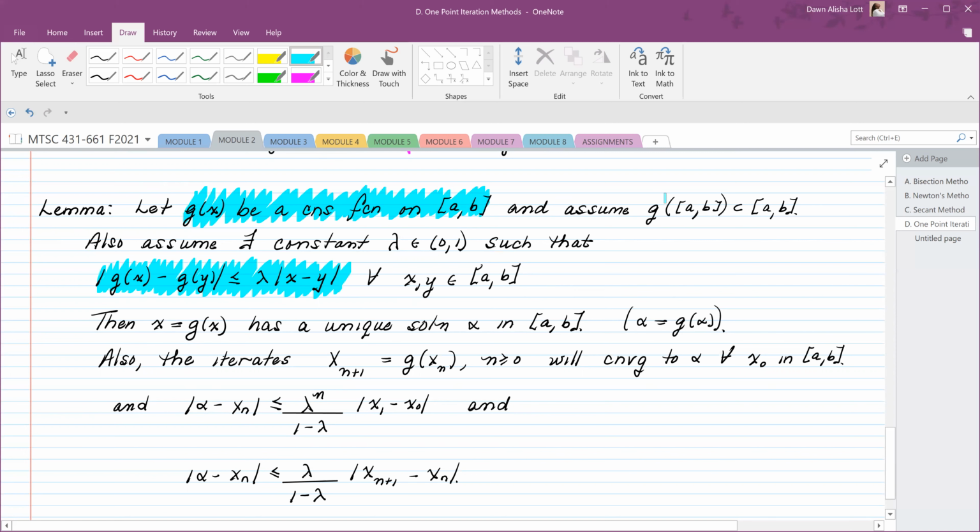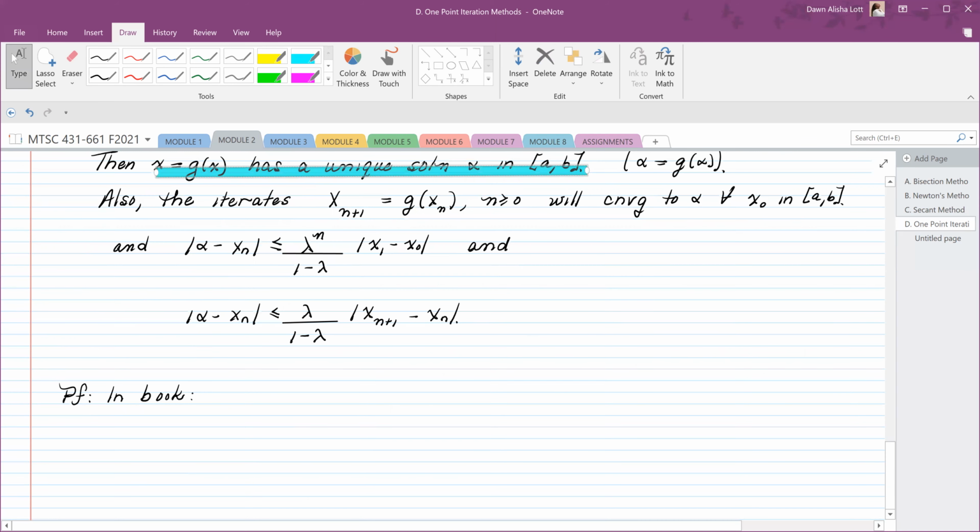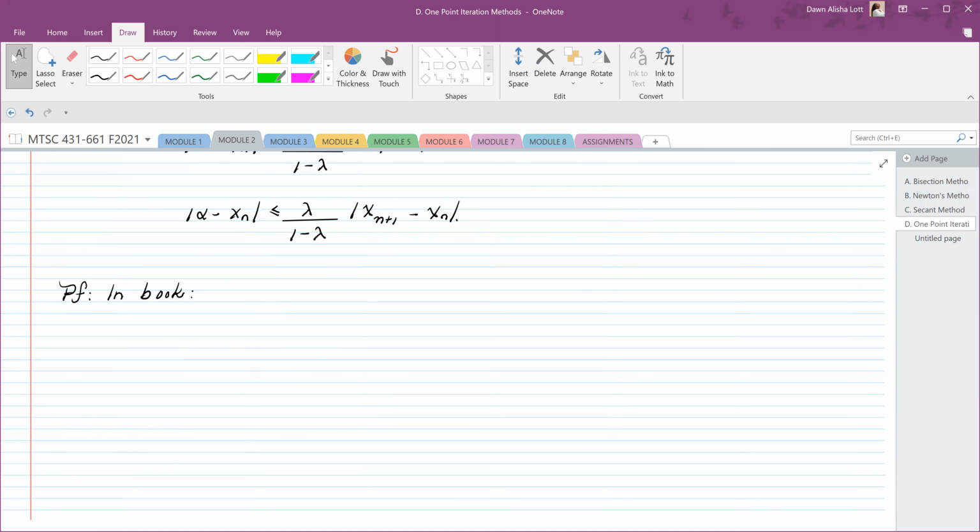Okay, G is completely inside. It maps the interval back to itself. If there exists a constant such that that happens, then we know that X equals G of X has a unique solution. And wherever you start, whatever X naught you start with is going to converge to your alpha, or your root.